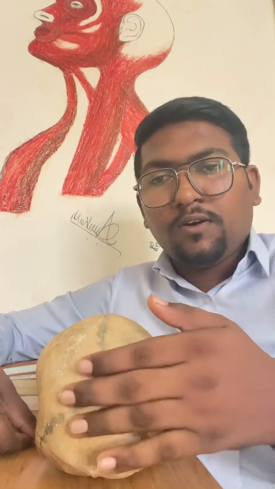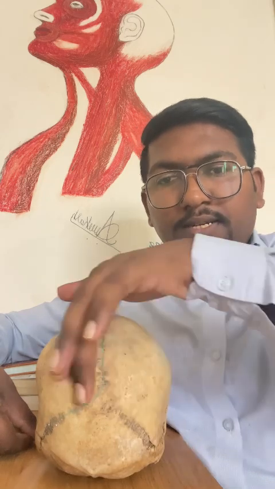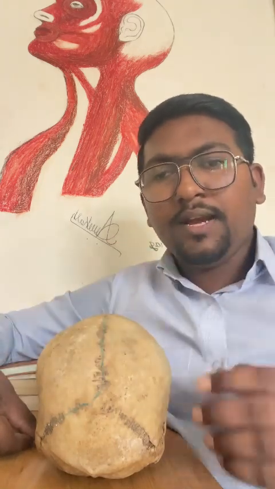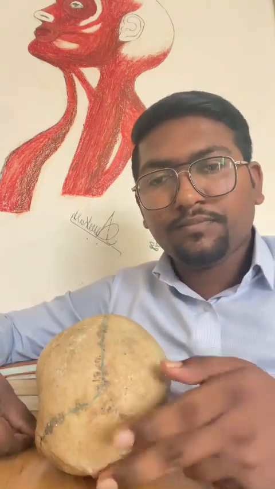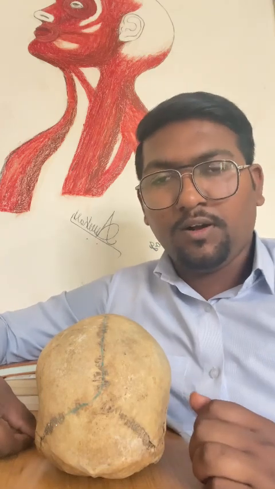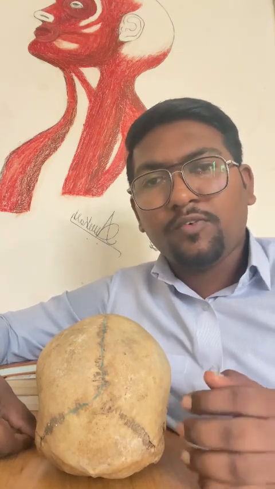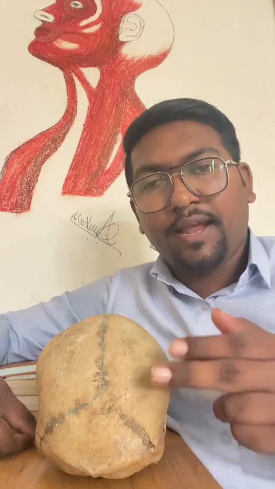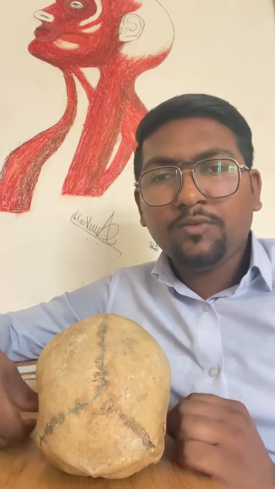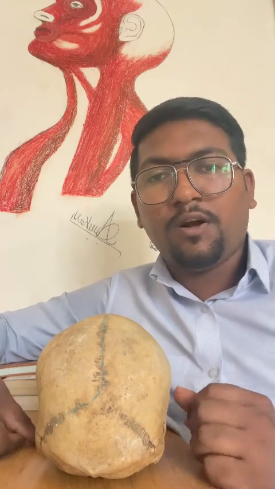It is convex upwards and to the side and flattened below. The shape of the Norma occipitalis is convex upwards and to the side and flattened below. And what are the bones present in the Norma occipitalis?